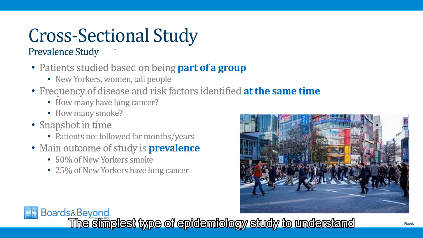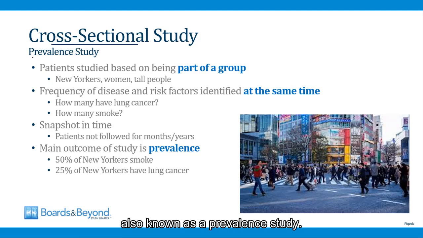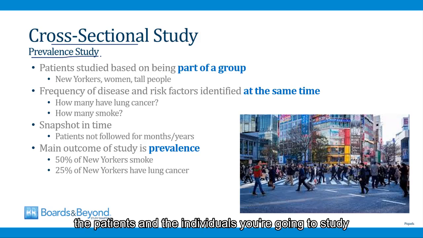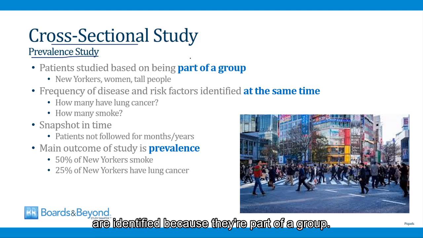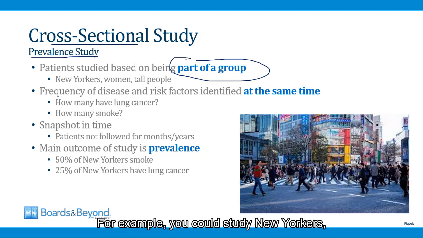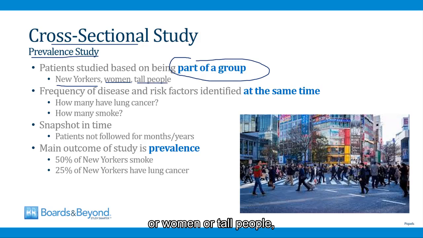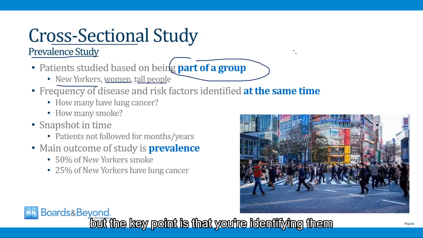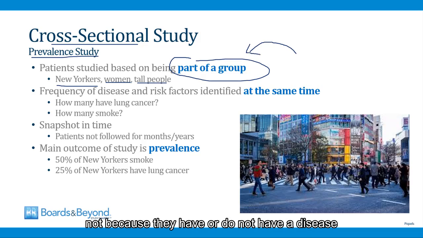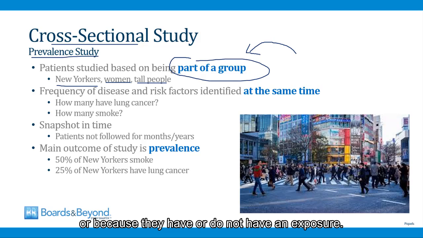The simplest type of epidemiology study to understand is a cross-sectional study, also known as a prevalence study. In cross-sectional studies, the patients and the individuals you're going to study are identified because they're part of a group. For example, you could study New Yorkers or women or tall people. But the key point is that you're identifying them because they're part of a group, not because they have or do not have a disease or because they have or do not have an exposure.